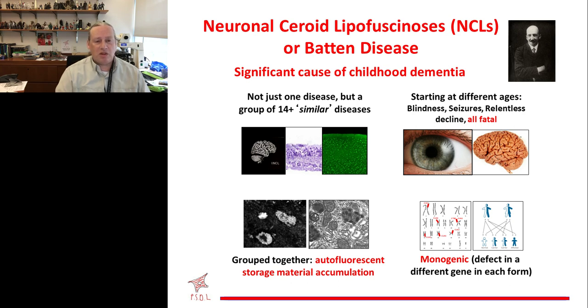Each of them is caused by a mistake in a different gene. They're what we would call monogenic, in that it is a single gene defect in each form. And depending on which gene carries that mutation determines which age and how fast the disease progresses. Now, with only one exception, they're all inherited in a classic autosomal recessive fashion, meaning that both parents are carriers, they are heterozygous for these mutations, and every time they have a child, there is a 1 in 4 chance that that child will inherit the mutation from each of the parents, and having 2 copies of the mutated gene means the child will unfortunately have the disease.